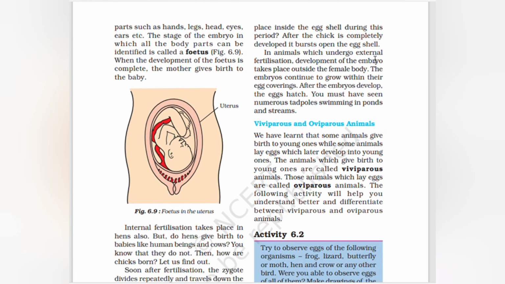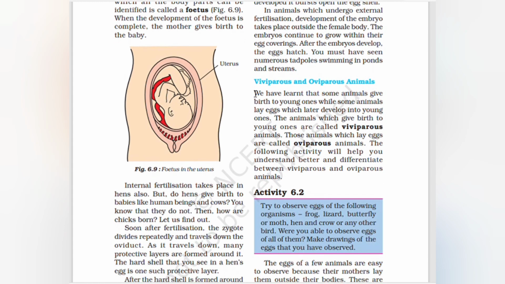In animals which undergo external fertilization, development of the embryo takes place outside the female body. Embryos continue to grow within their egg covering. After the embryos develop, the eggs hatch. You must have seen numerous tadpoles swimming in ponds and streams.